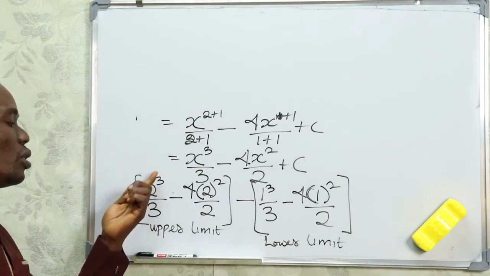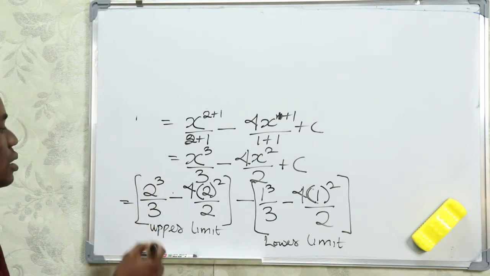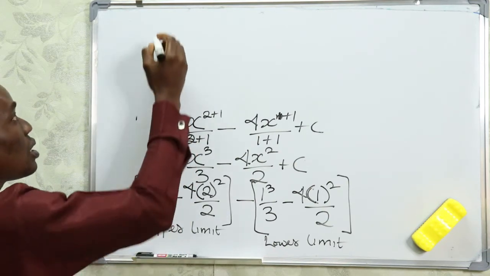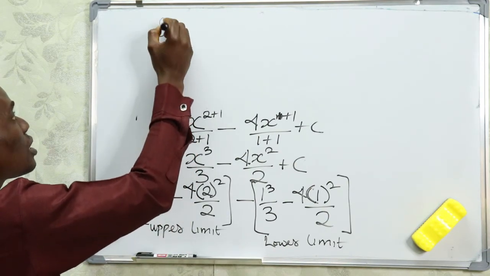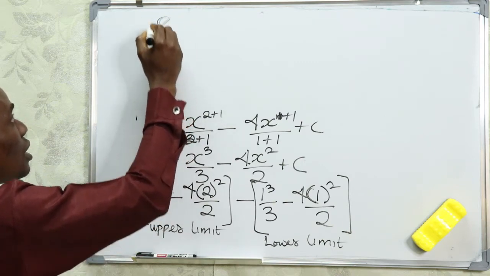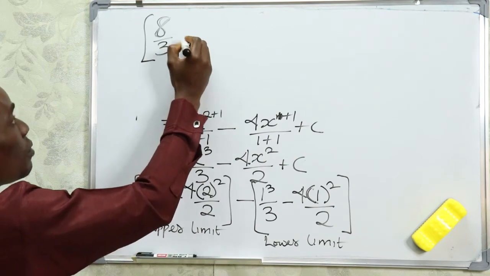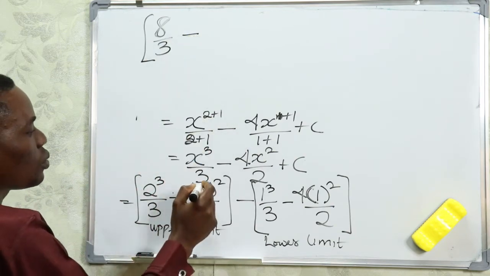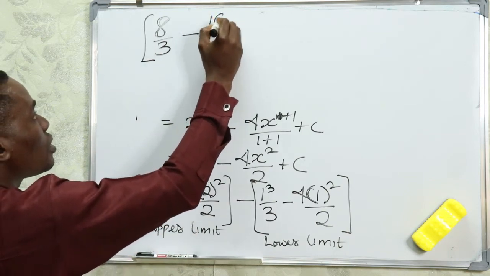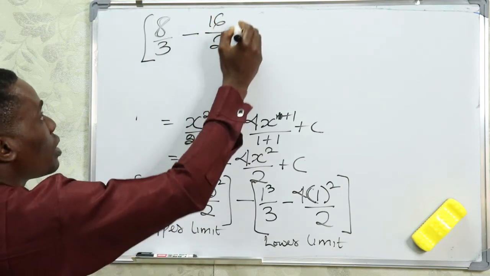Now to simplify this, this is 2 raised to power 3. 2 times 2 is 4, 4 times 2 is 8. So that will give us 8. That will give us 8 divided by 3 in the first part, 8 divided by 3 minus 4. 2 times 2 is 4, 4 times 4 is 16. Minus 16 over 2.